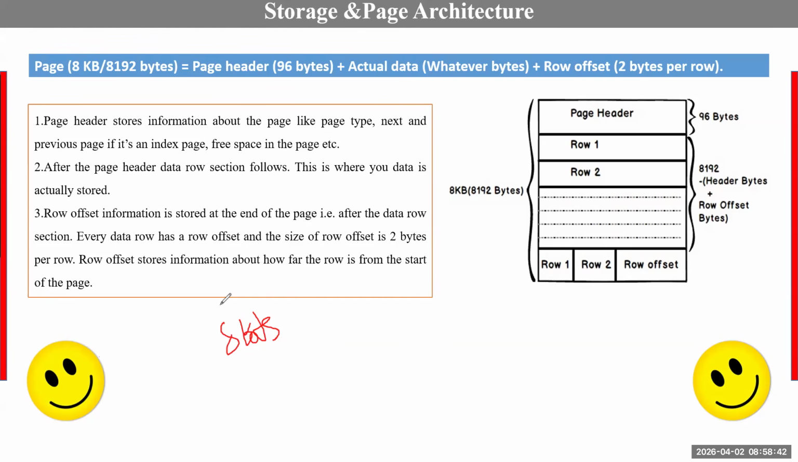So the page header contains metadata information: page ID, next page ID, previous page ID, which object, how much free space, how much is consumed, what the overall size is, and very important, slots. Slot is nothing but how many records are available in this page. If the slot count is 2, then 2 records are available. If it is 3, then 3 records are available. That information is stored in the page header.